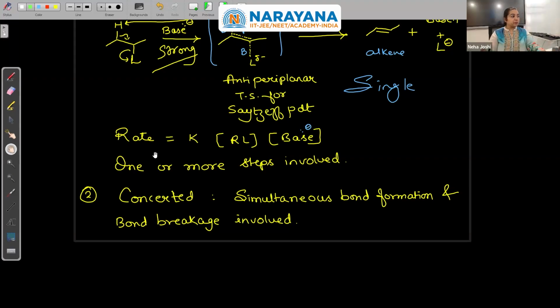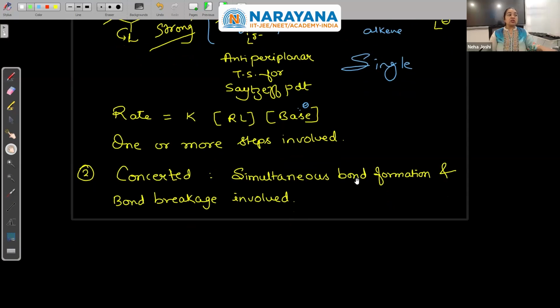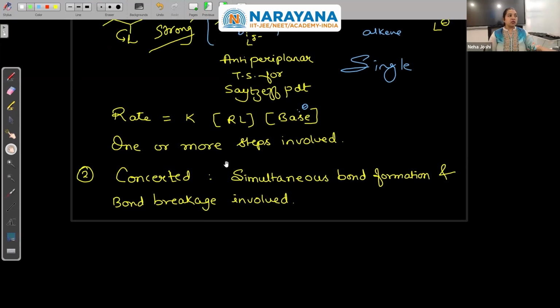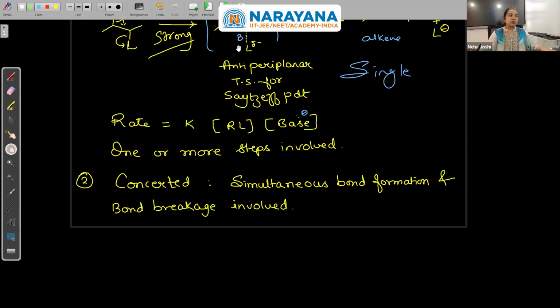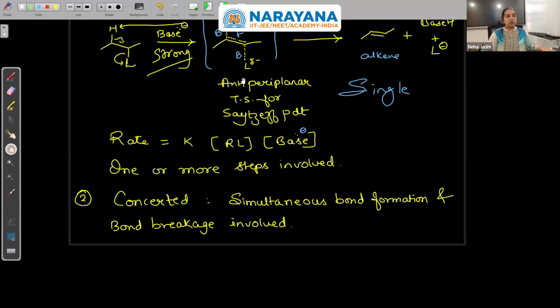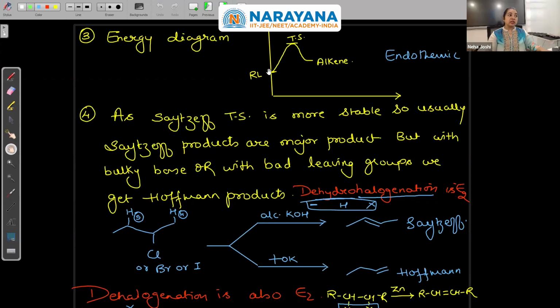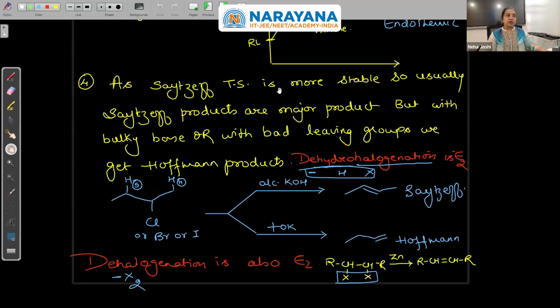So it depends. Okay, concerted because there is simultaneous bond formation and bond breakage involved. See base, simultaneous bond formation of this double bond. Bond breakage, carbon-hydrogen and carbon-leaving group bonds are broken. As it is endothermic because it is elimination, for a single step I can draw this type of energy diagram. The Zaitsev transition state is more stable, so usually Zaitsev products are major products.